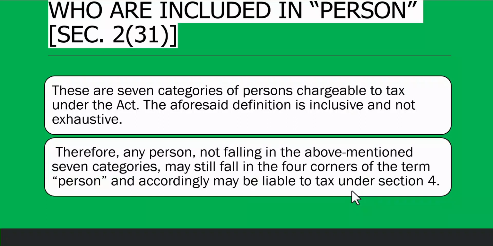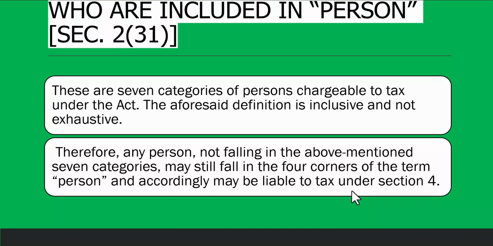These are the 7 categories of person chargeable to tax under the Act. Therefore, the definition is inclusive and not exhaustive. Any person not falling in the above mentioned 7 categories may still fall within the four corners of the term person and accordingly may be liable to tax under Section 4. The law says these are 7 categories, but there can be more which they couldn't put in this section. Even if someone comes out of these 7 categories, they will still be regarded as a person and tax will be imposed on them. This is to make the law absolutely foolproof.